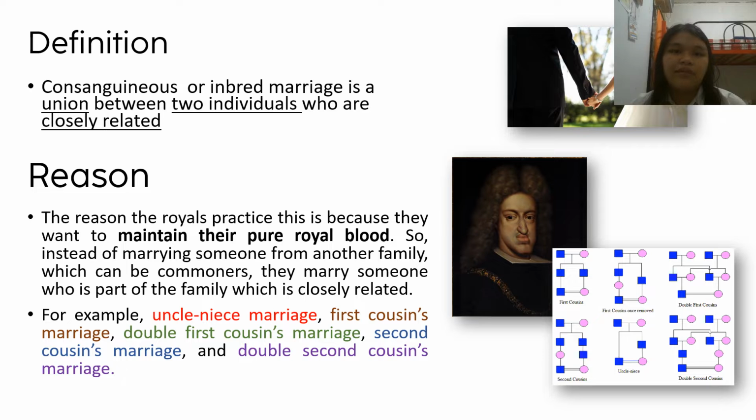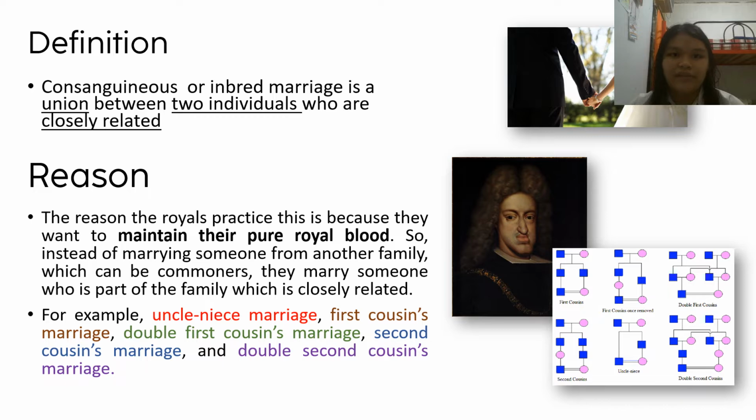So instead of marrying someone outside the royal family, they marry someone who is royal in the royal family. So the child, the descendants, will not have the commoner's blood and they have royal blood. So they want to maintain their royalty and their dignity. Now, the examples of inbreeding marriage are uncle-niece marriage, first cousin marriage, double first cousin marriage, second cousin marriage, and double second cousin marriage. You can see the picture on the right.